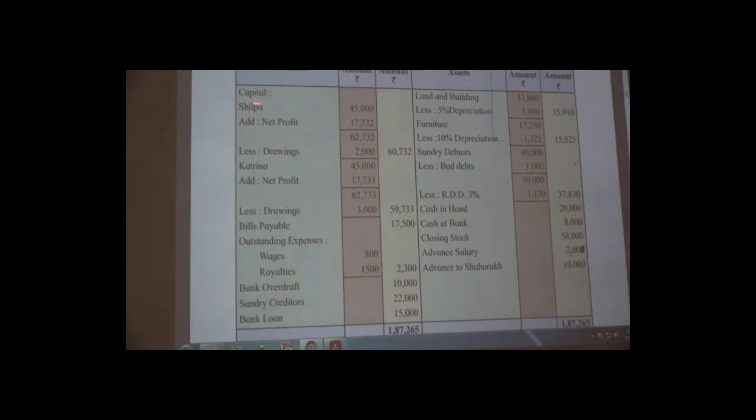So see here, under the headline of capital, write there less drawings. That is, the drawings of Shilpa will be deducted from her capital and the drawings of Katrina will be deducted from her capital. Okay, so drawings of Shilpa are 2,000 and drawings of Katrina are 3,000. Then see in the question our next item is discount.